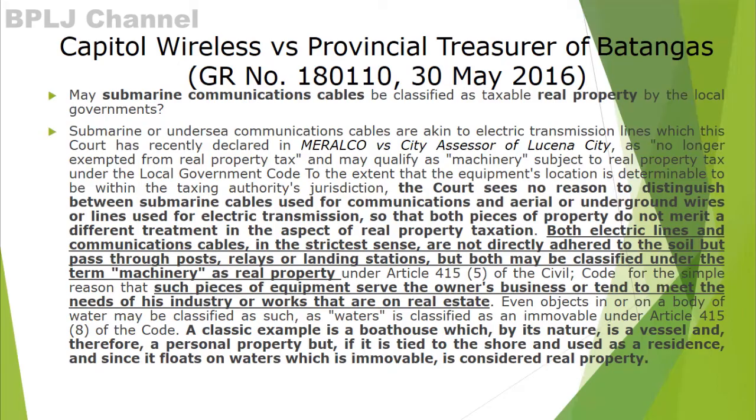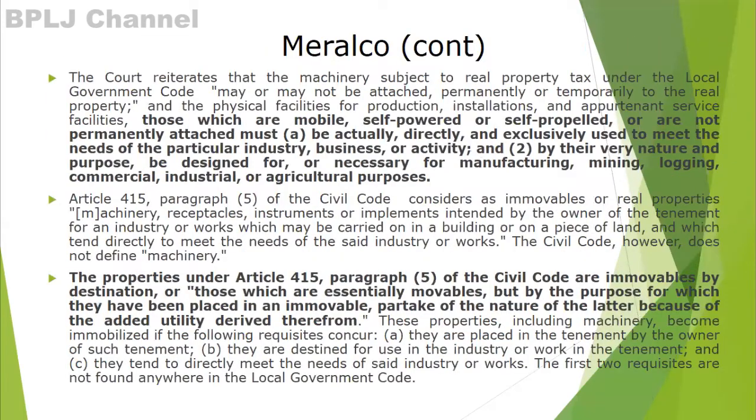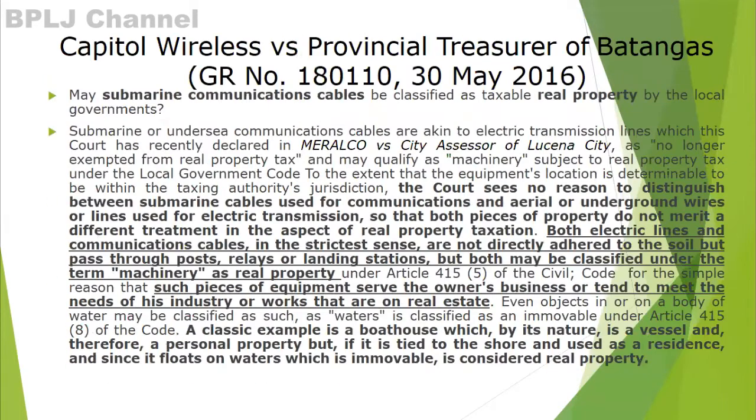But if it is tied to the shore and used as a residence, and since it floats on waters, which is immovable, it is considered as real property. So both the case of Capital Wireless and Meralco tell us that these properties are essentially movables.